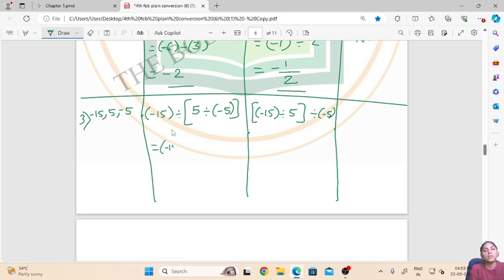This minus 15 will remain as it is. Then 5 divided by minus 5, we will get answer as minus 1. Minus 15 divided by minus 1, we will get answer as plus 15.